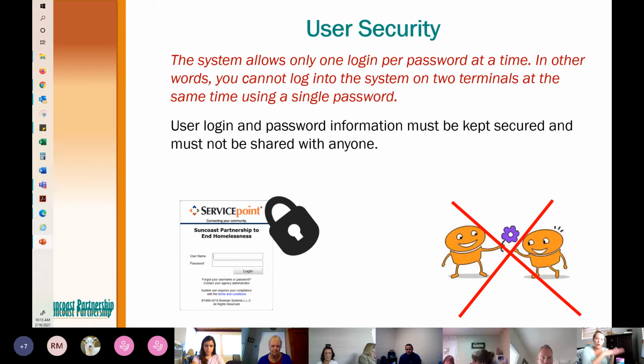Direct them to either their supervisor or Suncoast Partnership staff so we can get them set up with their own login information. It is in complete violation to share your user ID and password information. So please do not share.